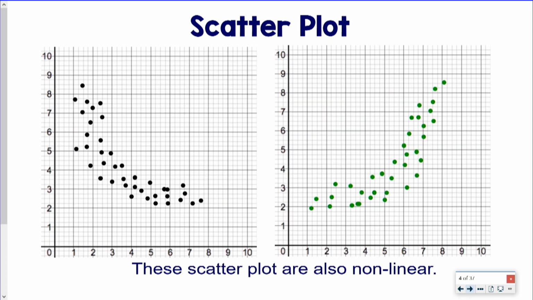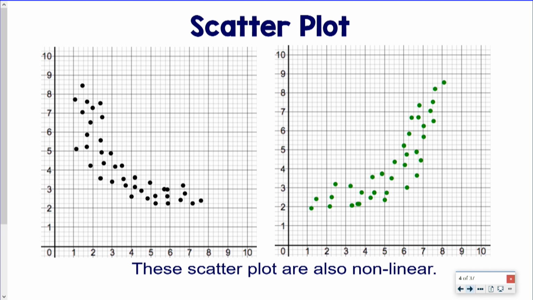Here are some more examples of nonlinear scatter plots. Now, notice that for my black scatter plot, it does not give me a line-like relationship, but it does give me that curve-like relationship. And this particular curve looks to be exponential. So scatter plots are not always linear. They can take on other relationships like exponential as well as quadratic. But for today's lesson, we're going to focus on linear and nonlinear scatter plots.